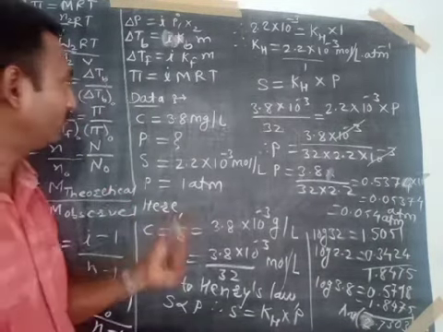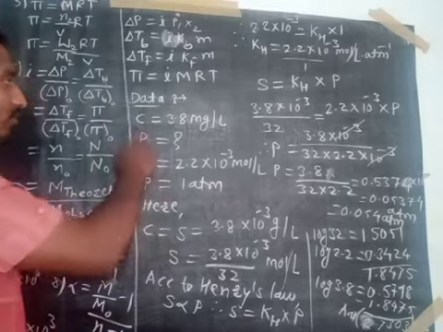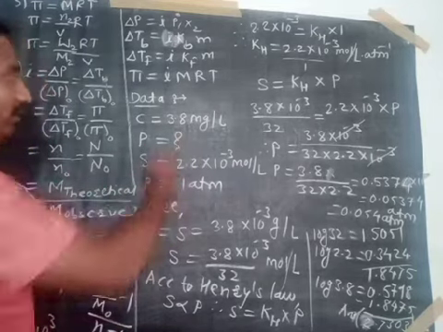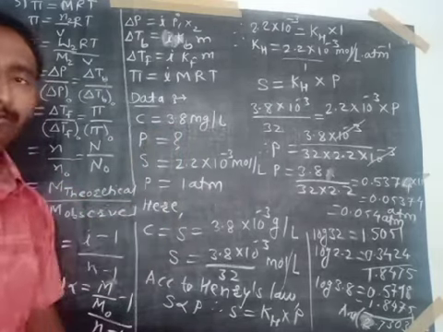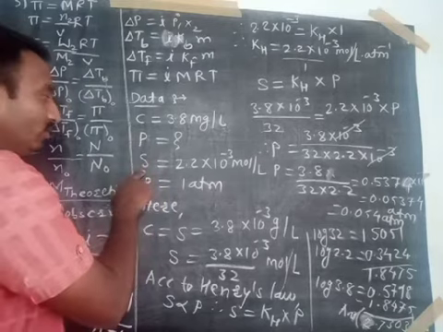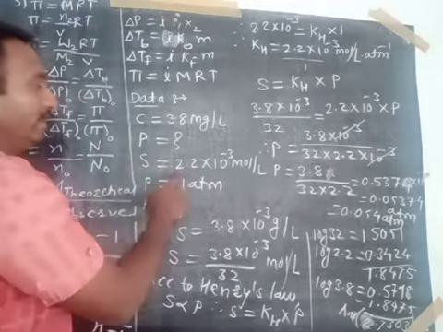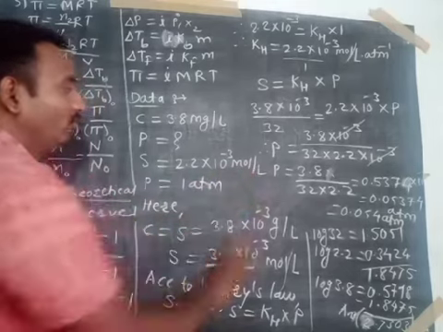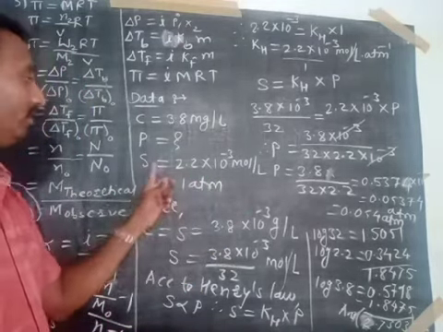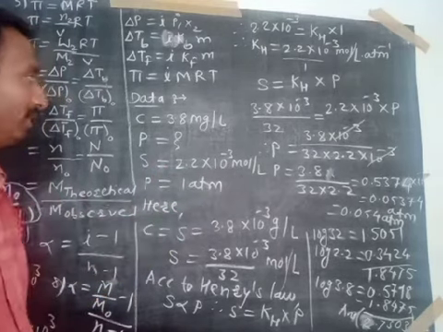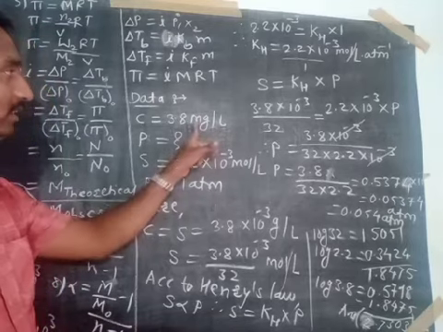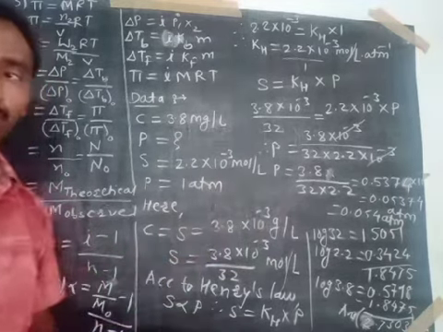We can understand once again. Here the first value is given for the concentration 3.8 milligram per liter. At this concentration we have to calculate the partial pressure of the O2. Second, we have the second concentration in terms of solubility, that is 2.2 into 10 raised to minus 3 mole per liter at 1 atmospheric pressure. Here solubility is given in terms of mole per liter. Here concentration is given in terms of milligram per liter. So convert this milligram per liter into mole per liter.